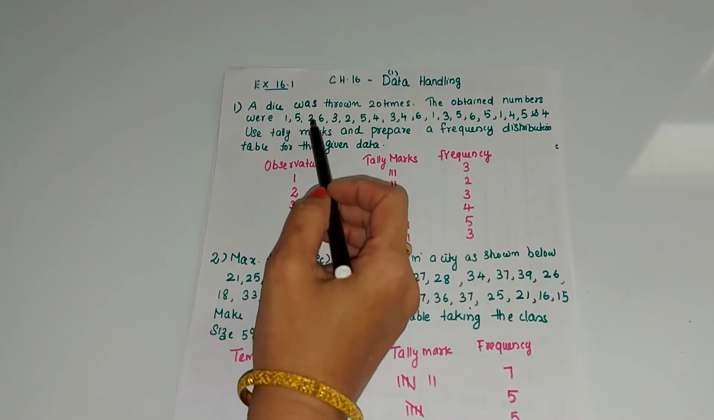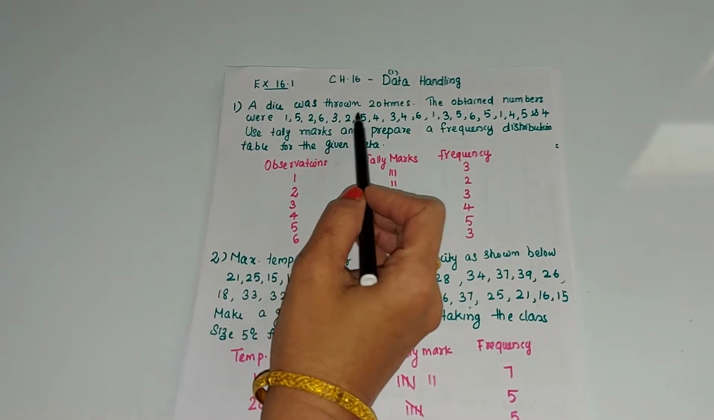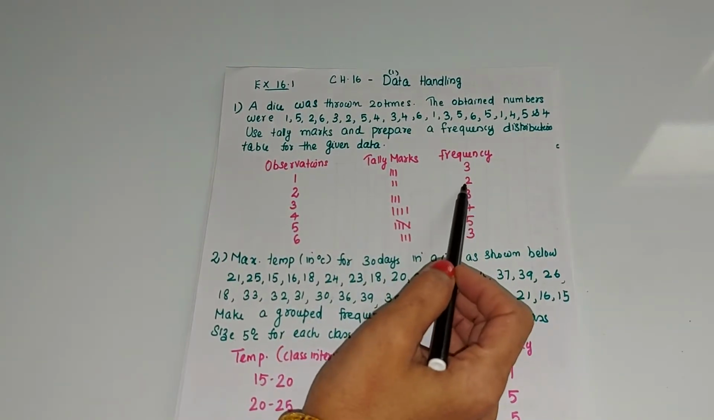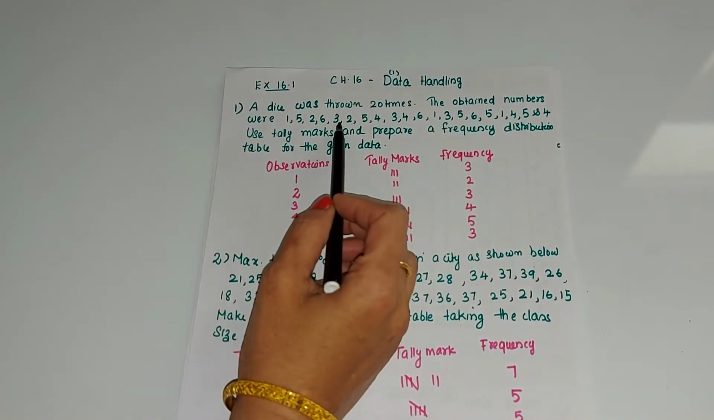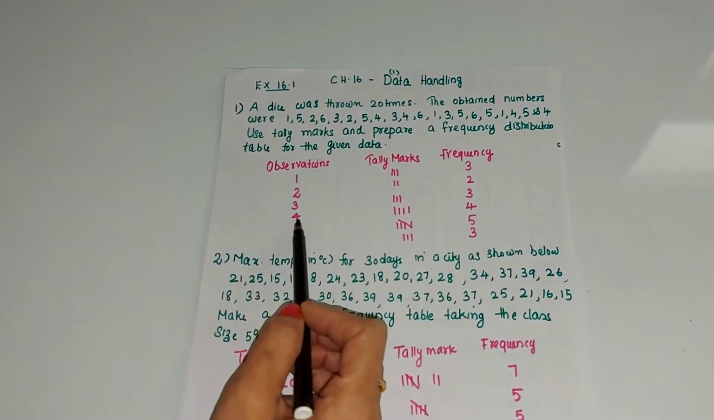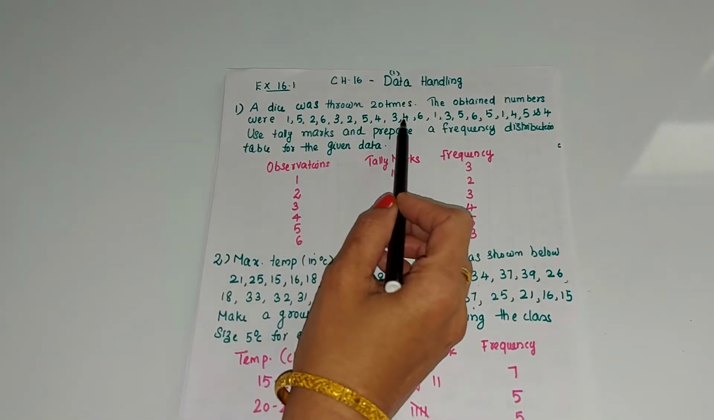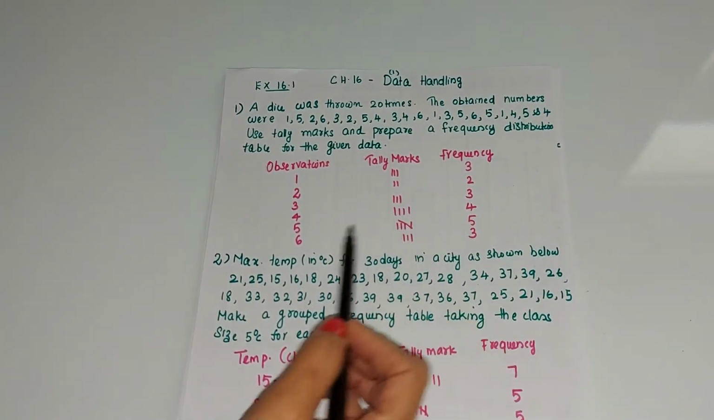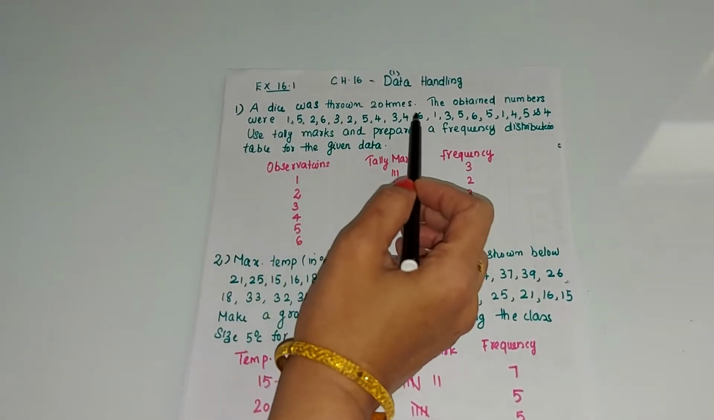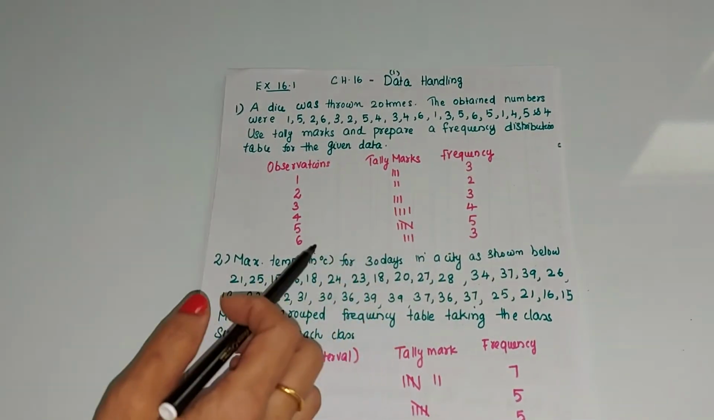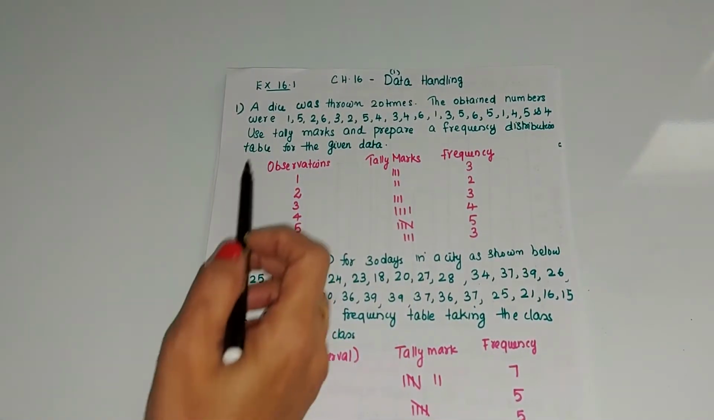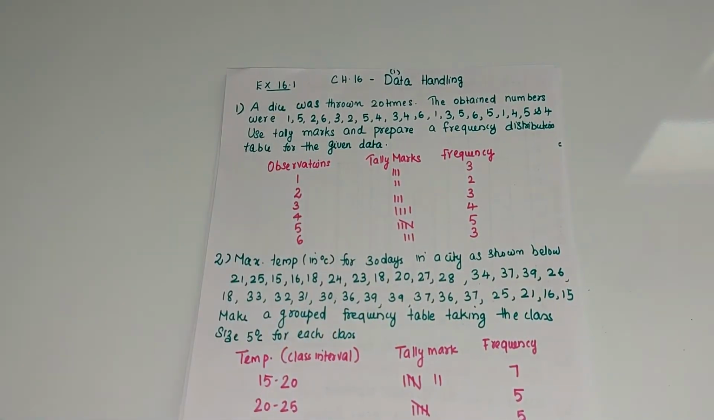Same way 2. You check 2 here. 1, 2, only 2 twos. So 2 tally marks and frequency is 2. And 3 you check 1, 2 and 3. So 3. I wrote here 3. And 4, 1, 2, 3 and 4. How many 5s are there? You count, it is 5. And 6 is 1, 2 and 3. So the observation 6 comes 3 times. The frequency is 3. So this is the frequency distribution table for the given data.